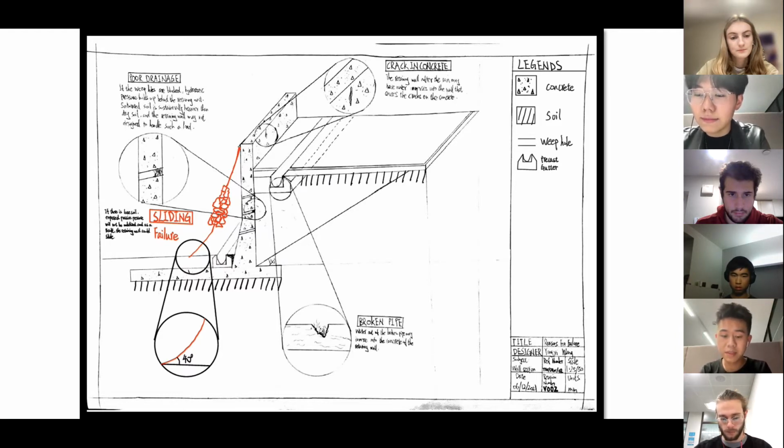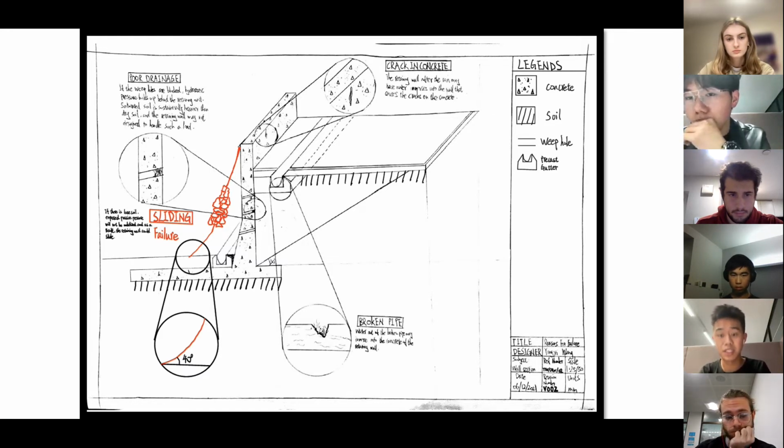The cracks could happen after the rain because the water immersed inside leads to cracks in the concrete. Also, the broken precast could be the reason when the water is permitted inside. And if you look at the right marks, you can see that if there is loss of soil, expected passive pressure will not be mobilized, and as a result, the retaining wall could slide. That is also a failure.